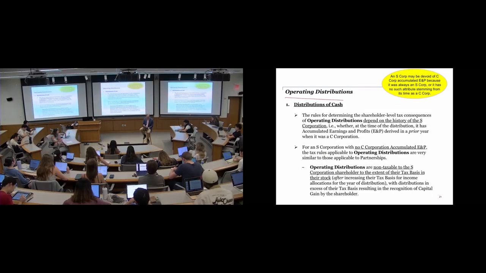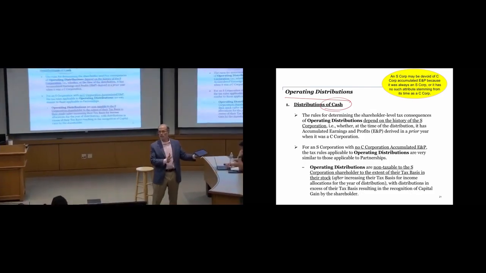Okay, let's talk about operating distributions and distributions of cash. We'll talk about non-cash in a moment. So the rules for determining shareholder level consequences for operating distributions depend on the history of the S corporation. Whether at the time of the distribution, it has accumulated earnings and profits derived in a prior year when it was a C corporation. So remember, an S corporation can have a life as a prior C corporation.